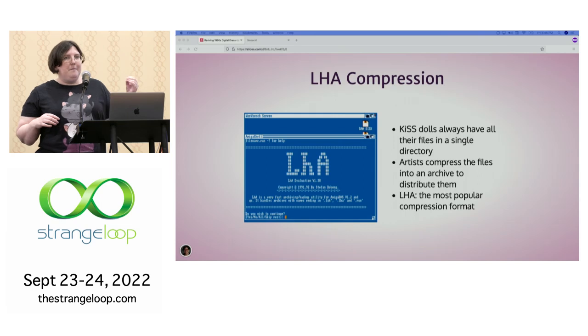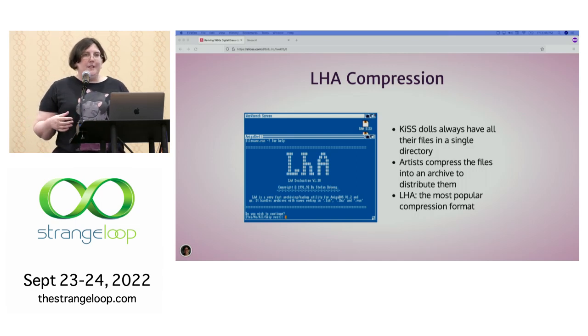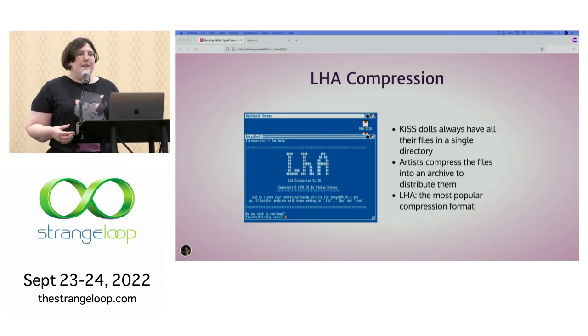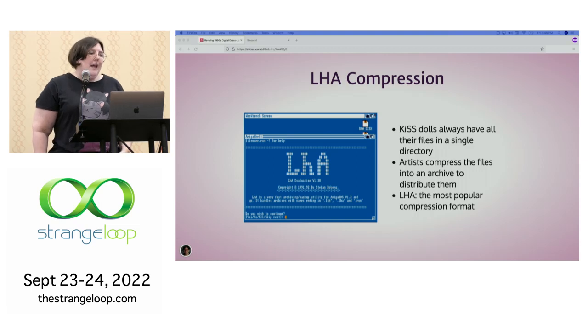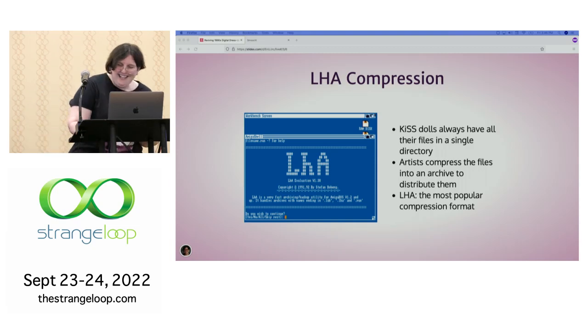And then because KISS dolls had all these files, so we have all these cell files, all the palettes, we have the configuration file, we need to bundle them up somehow. And artists typically used LHA compression back then. That's what was popular in Japan. And you may be familiar with it because it was really popular with the Amiga computer system. And apparently it's also used a lot with Doom and Quake. And I put this in here before I knew that he was going to be talking. So it's just kind of neat.